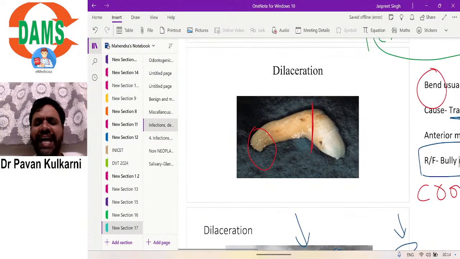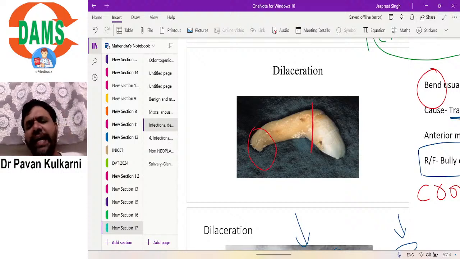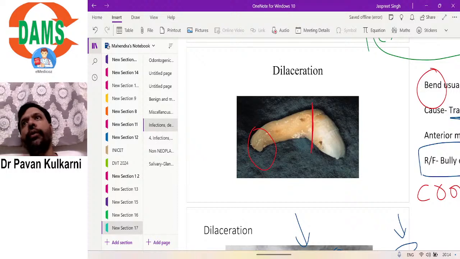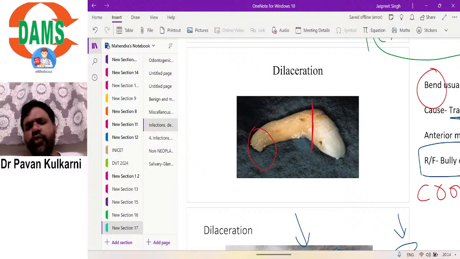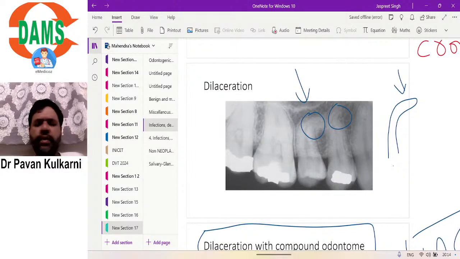Now this is an image of dilaceration, where we can see that the root tip is bent. This bent root tip is known as dilaceration. Dilaceration occurs in the apical third of the root. However, it can involve even the crown also. It can involve the middle part of the root also. Anywhere it can involve, but the apical part of the root is the most common area where you will see dilaceration. Now this is a radiographic image where you can see the root tip showing the dilaceration.